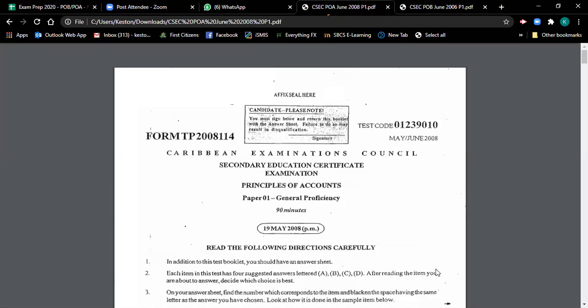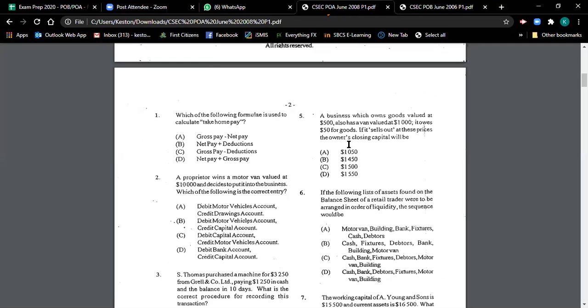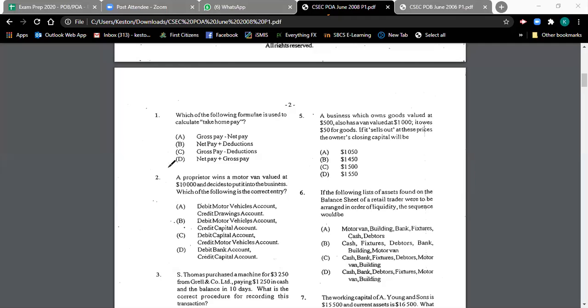All right, so we're looking at POA June 2008. Let's get started. Question 1, which of the following formulas is used to calculate take-home pay? The pay that you're going to be taking home. That's right, Shania. C, right? Good job, Avisha, Simon, Alex. Gross pay take away deductions. Excellent.